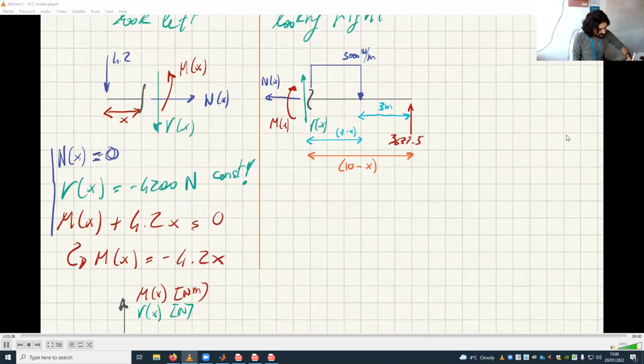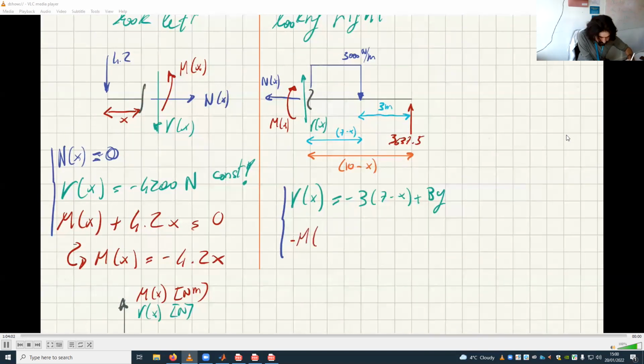Well, let's do just 2, because n of x is 0. Of course, we have no n of x. We can find that v of x, I have a solution here. So that's up to you to find out. V of x is minus 3, 7 minus x plus By, whatever that is, 3,637. And minus m of x minus 3 times 7 minus x squared divided by 2 plus By times 10 minus x equals 0.